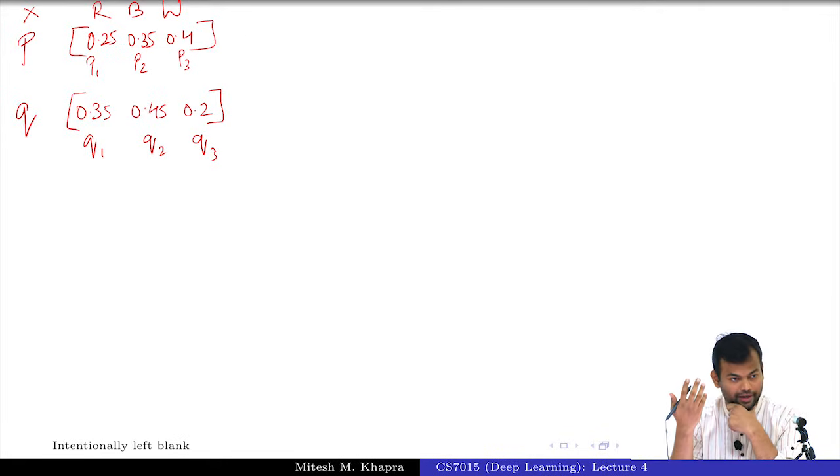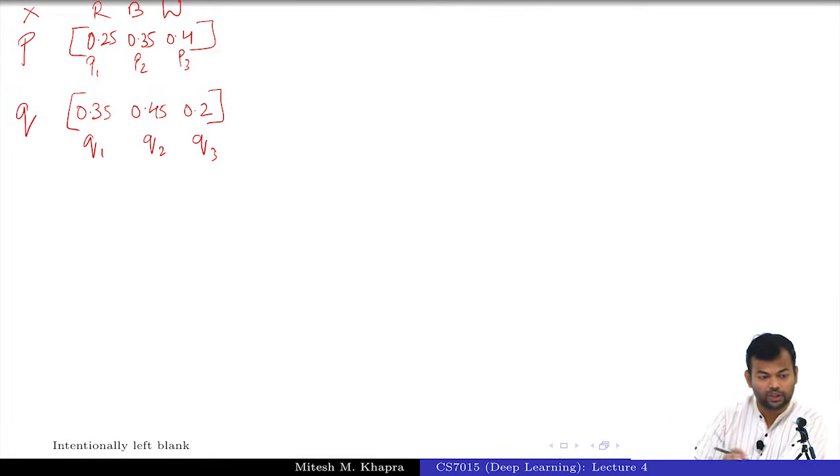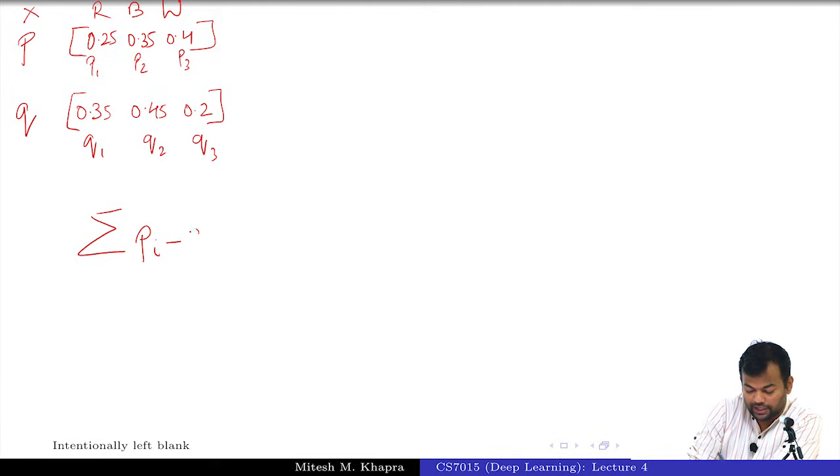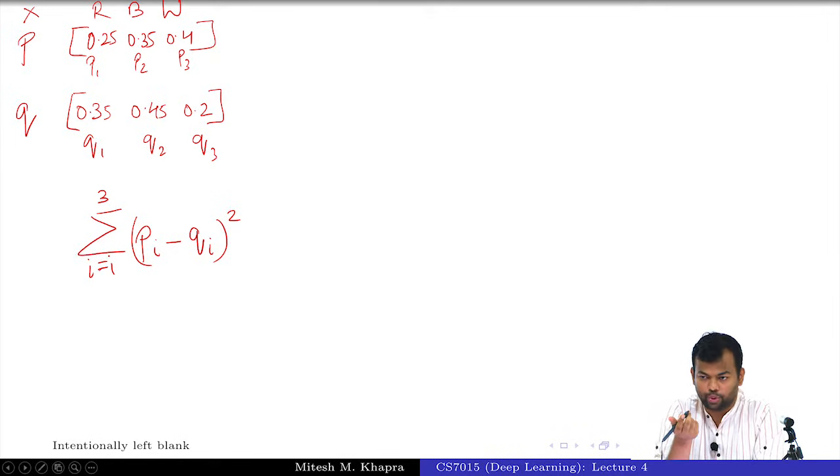You could just take the squared error. So what you're essentially telling me is that you could just treat these 2 as any other vector, and you could take the squared error difference between these quantities, where i goes from 1 to 3. Okay, so this is one valid way of doing this.